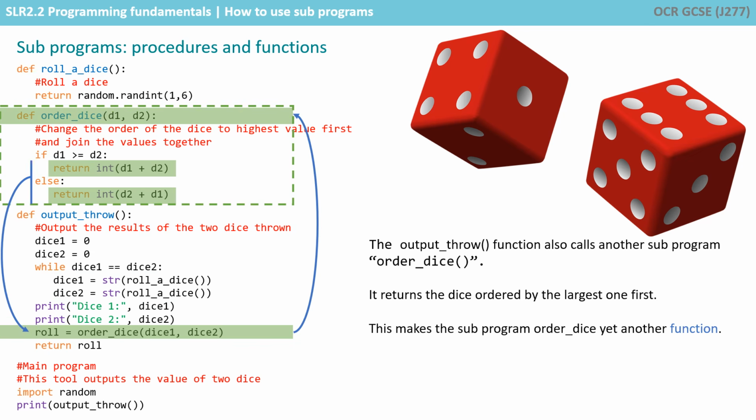You can also see that output throw calls another subprogram, order dice. And you can see that once order dice is executed, with an if statement, it returns the largest dice first. And again, because it returns a value, it makes order dice an example of another function.